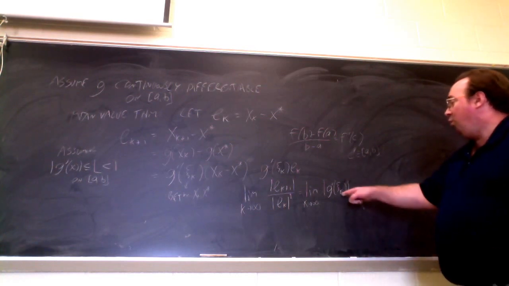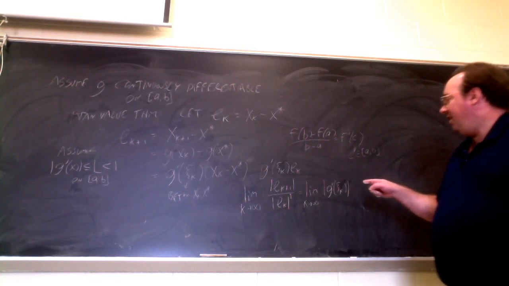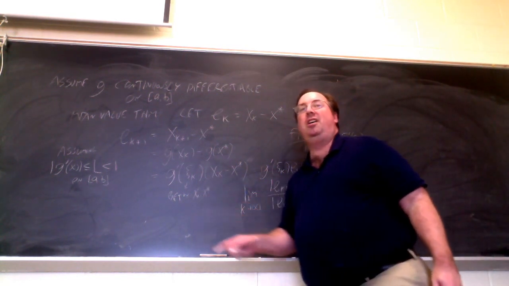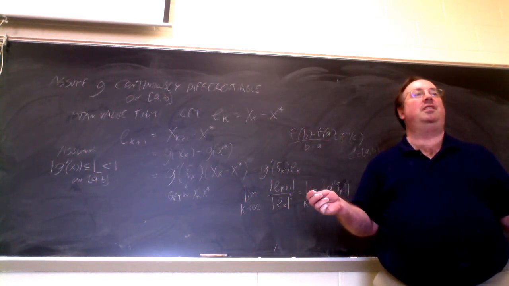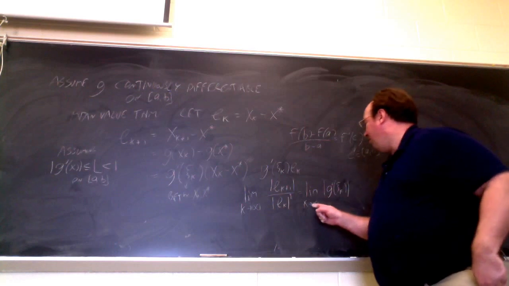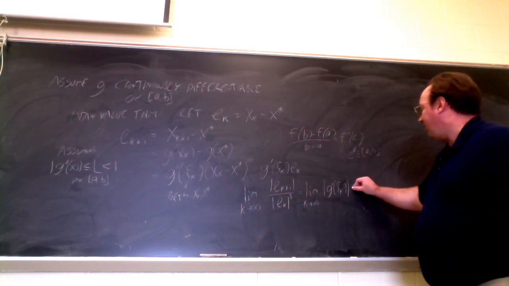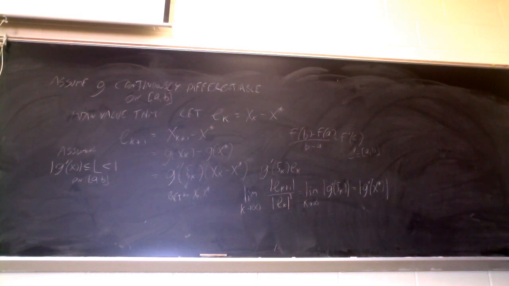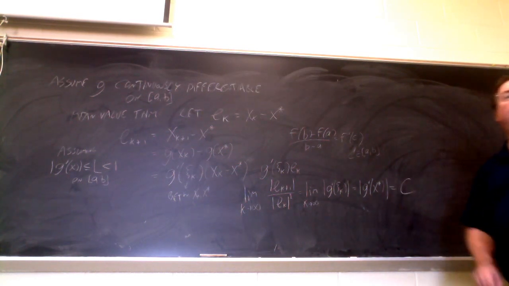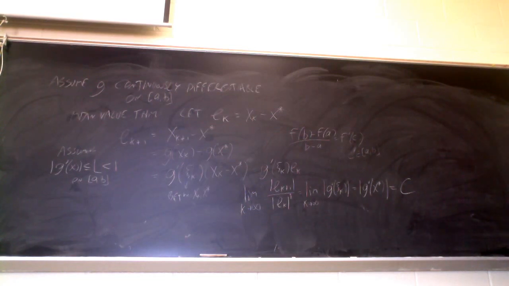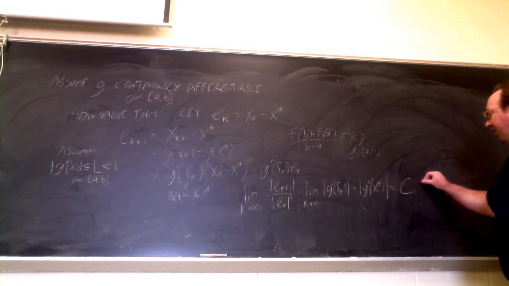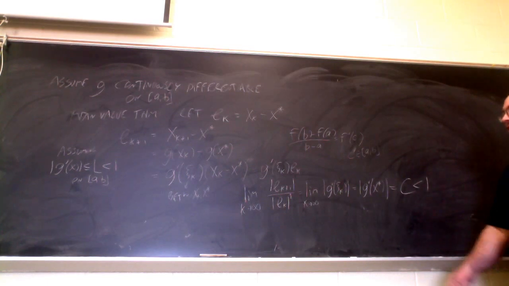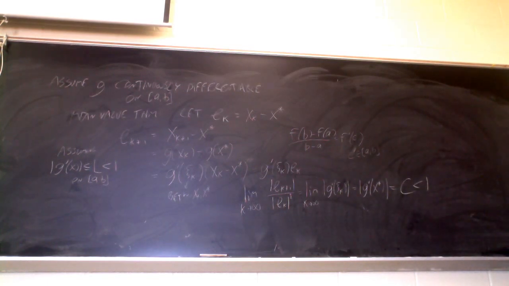But what does this converge to? Because c_k is between x_k and x star, what is x_k converging to? x star. So this is between them, and it's also converging to x star. So it's g prime at x star. This is C, the asymptotic error constant. And because g prime is bounded away from 1 in absolute value on the whole interval, this is certainly going to be less than 1 as well. It's going to be less than or equal to L, in fact, whatever L is.